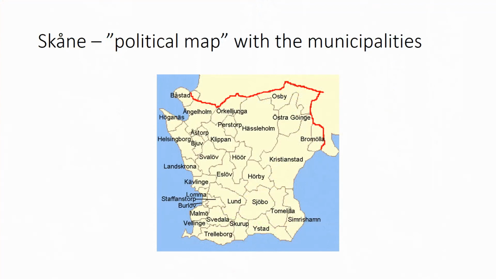Söderåsen is in Skåne, and here we see a map of Skåne. But this is a political map, which primarily shows us the boundaries of the municipalities. And in English, when we speak of municipalities in Sweden, in Swedish we're talking about kommuner. So I think we need another map.